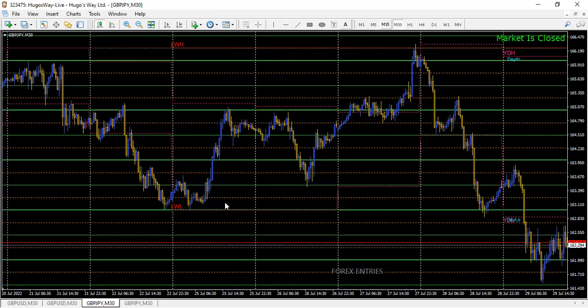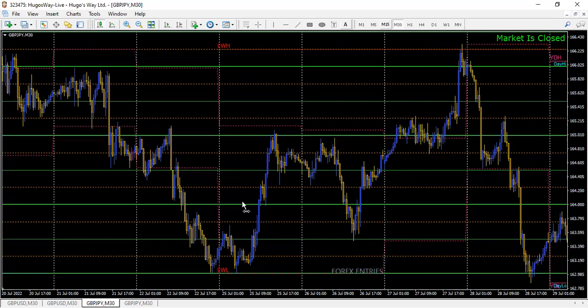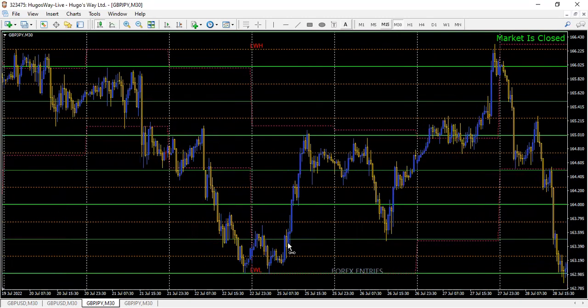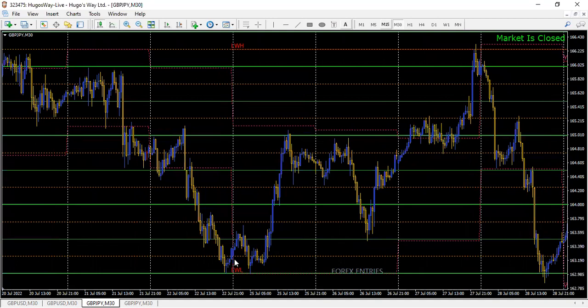So, bam, there we go. And each one of my zones are 25 pip zones. All right, 25 pip zone. I aim for 50 pips. So now let's get into these entries, these Forex entries.